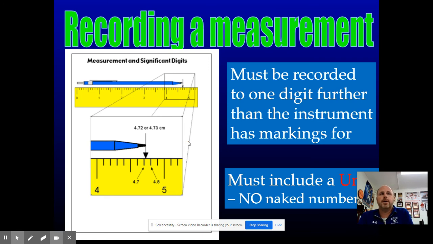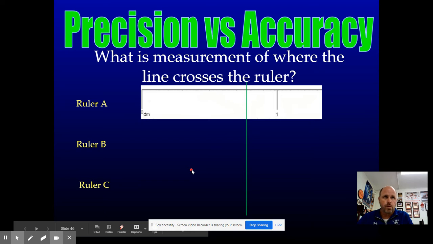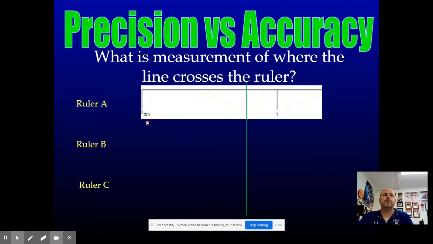You have to approximate a number or guess a number. Every known measurement has one guess number. Where that guess number is depends on the instrument that you are using. So here we go. Now we've got this ruler here, and it's in units of DMs. If you don't remember what DMs are, decimeters.